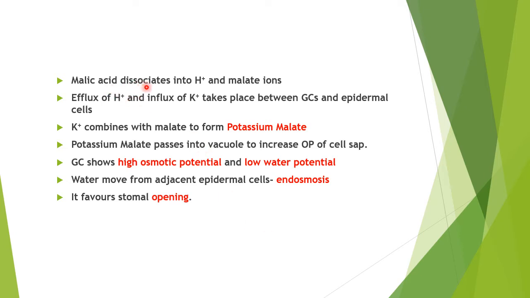This malic acid dissociates into protons and malate ions. There will be an efflux of protons and influx of potassium between guard cells and epidermal cells. As a result, the potassium which enters inside the guard cells will combine with malate to form potassium malate. Potassium malate passes into the vacuole to increase its osmotic potential. That is, the cell sap in the vacuole will have an increased osmotic potential. Because of high osmotic potential in the guard cell vacuole, it will also have a low water potential. So in relation to epidermal cells, there will be a potential difference.